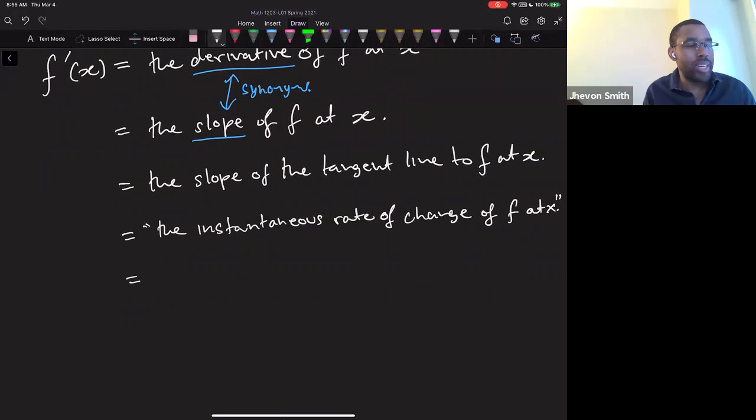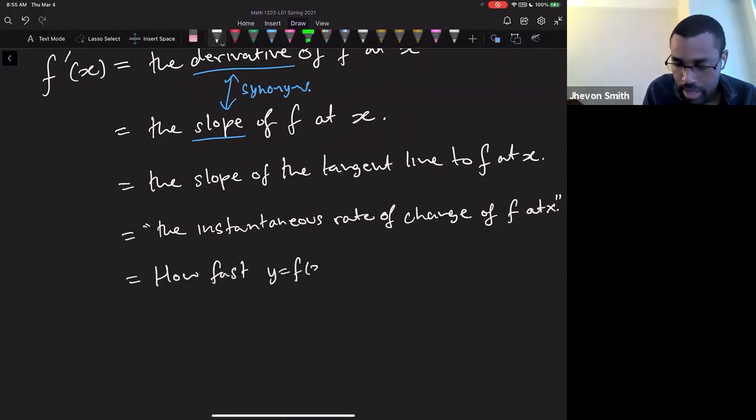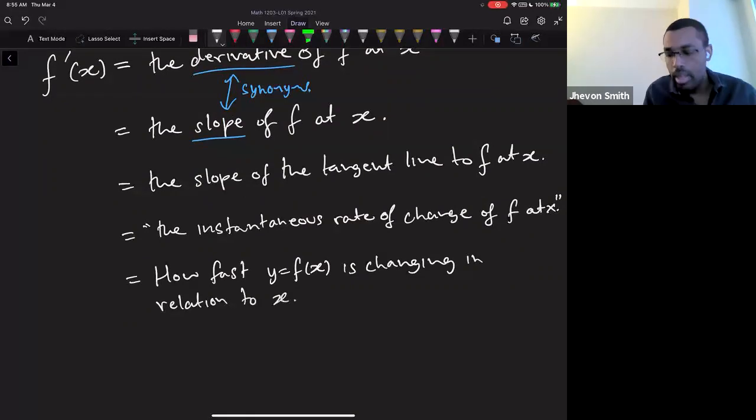In terms of what it can tell us, you can talk about it as being how fast y equals f of x is changing in relation to x. So every time x changes by 1 unit, how many units will your y change by? And what is that answer at every instant? To answer a question like that, that would be called the derivative. It's telling you how fast the output variable is changing in relation to the input variable.